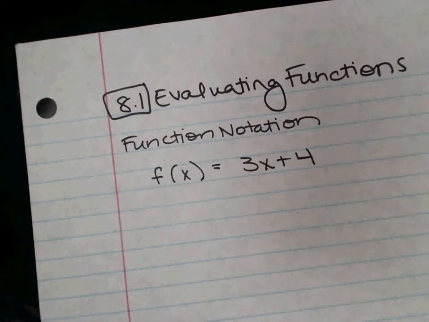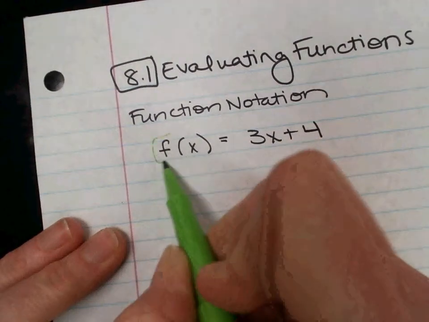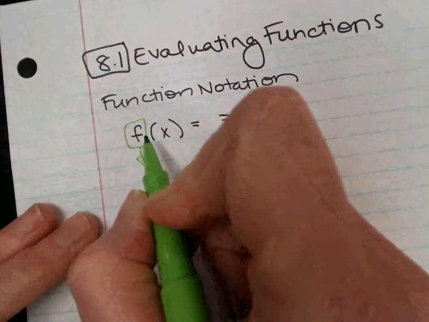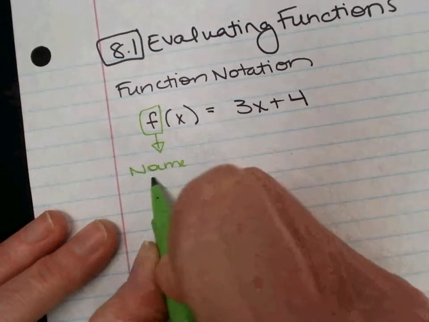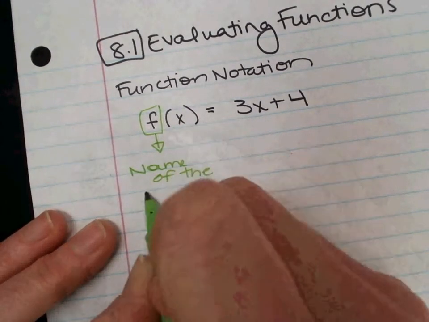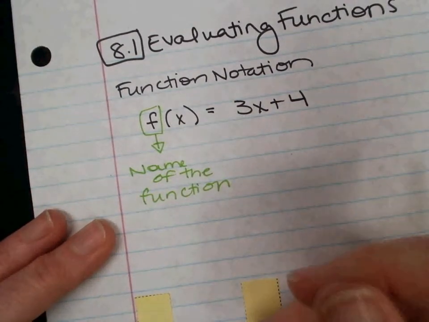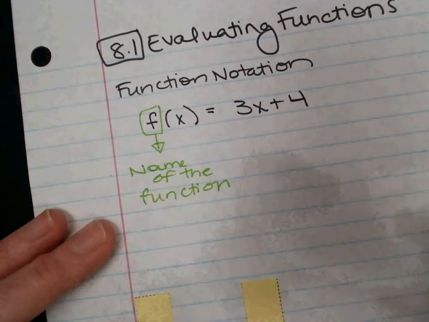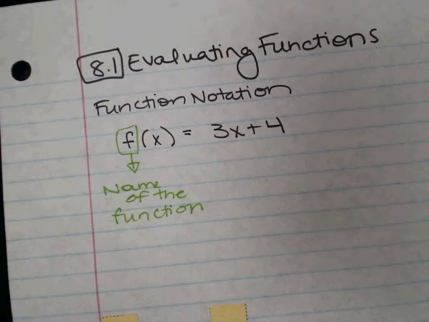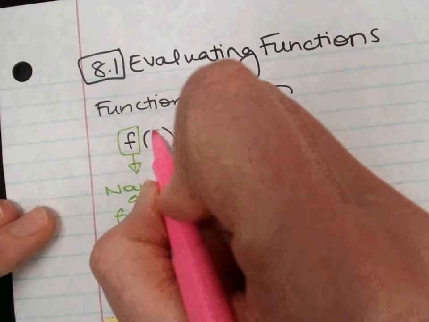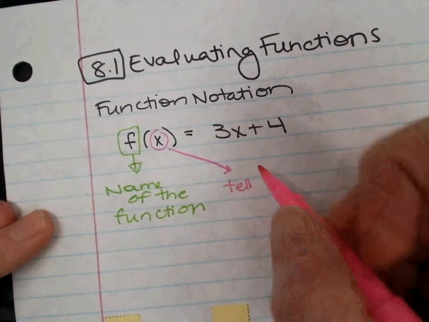Now this isn't f times x, which is the most common confusion. This f right here actually is the name of the function. So instead of an f there, a lot of times you'll have f, but sometimes it'll be a g, sometimes it'll be an h. f of x. Where then x, this x right here, that's what tells us what value to plug into the function.